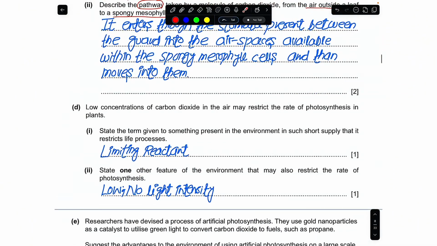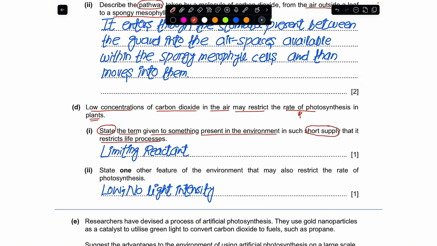Moving on to the D part, they say that the lower concentration of carbon dioxide in the air may restrict the rate of photosynthesis in the plant. So I am lowering the CO2 in the air, and this directly impacts the rate of photosynthesis. What they are asking is to state the term given to something which is present in the environment in such a short supply that it restricts the life processes. The life process that is under the impact of CO2 is the photosynthetic process. And if it is in short supply, the technical term that we use for this is a limiting reactant.